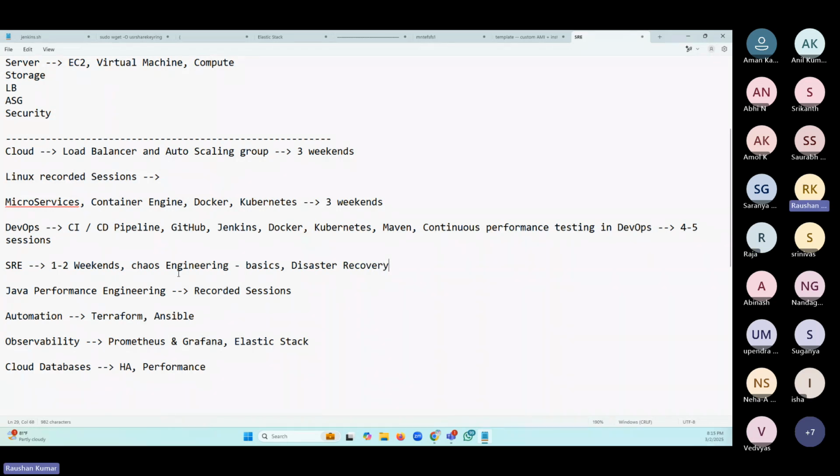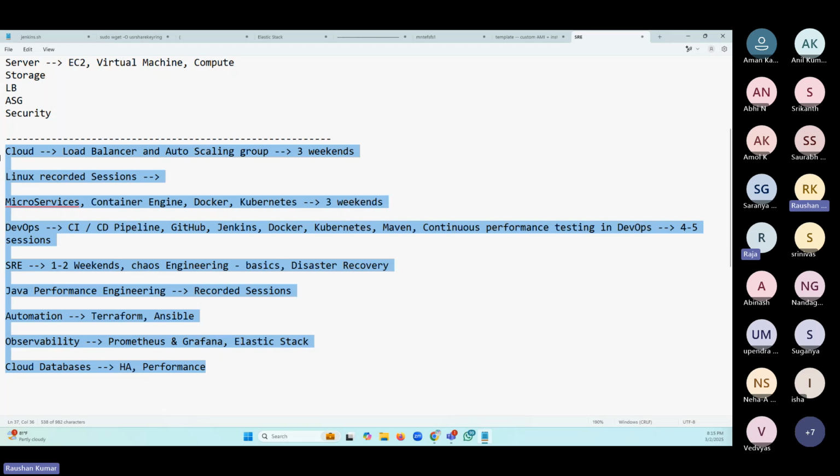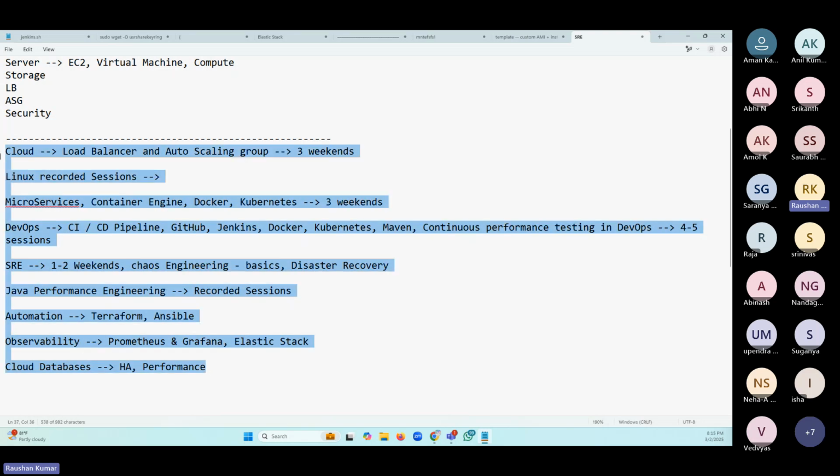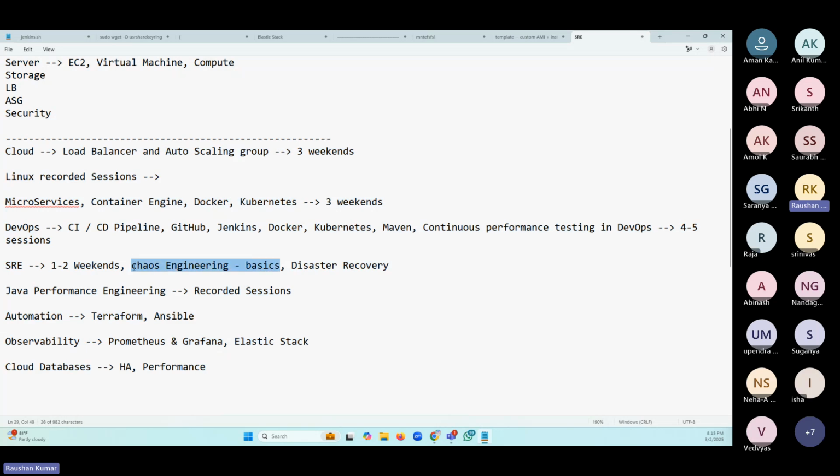See, I can make a course of chaos 12 hours just for the chaos. So we need to understand what we are solving here. We're solving a bigger picture here. In each topic we can discuss in detail, but we are trying to cover a lot of information here. So the chaos course can be just 8 to 10 hours of the entire session. We can take it up.